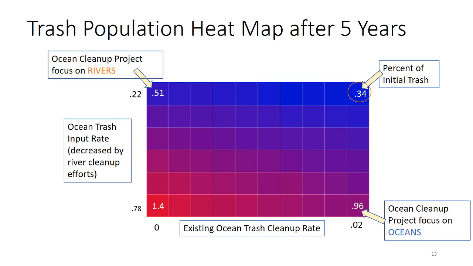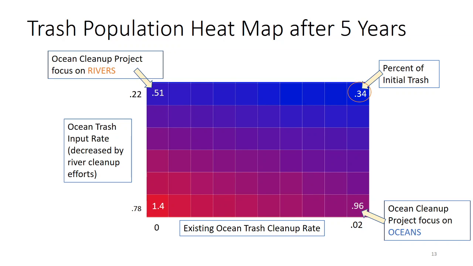So in the top left, we say we have 51% of the trash, and on the bottom left, we'd say we have 1.4 times the amount of trash that we have now because it's coming in. So on the far left top, that would be a more realistic input rate, not zero. That would be focusing more on the input, so perhaps more on river cleanup. And then the bottom right is going to be more on oceans, so you have more cleanup and less on rivers. And so the answer is somewhere in between.